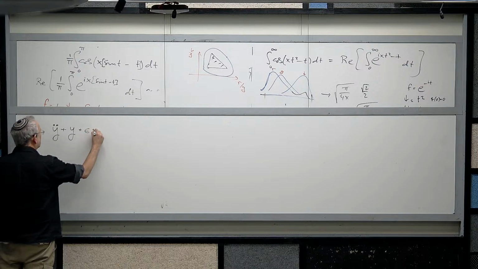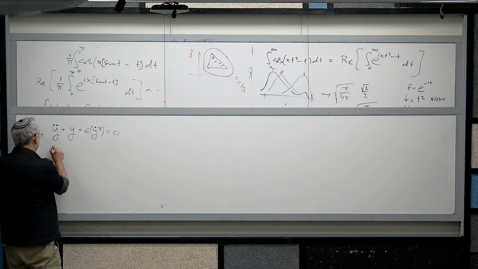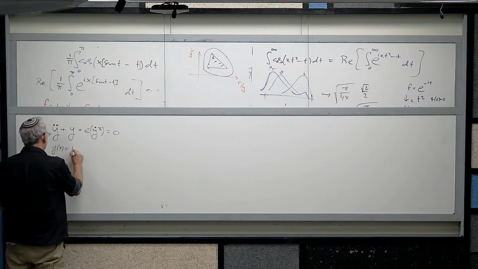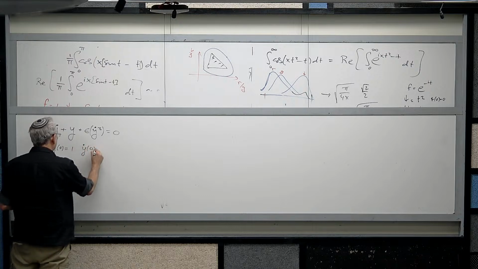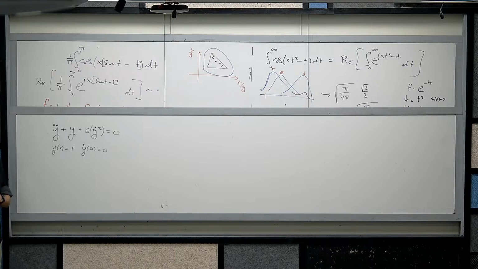Okay. So what I would like to present first is the equation y double dot plus y plus epsilon times y dot cubed equals 0, with the initial conditions, say y of 0 is 1, y dot of 0 is 0. Now, what is that physically? This is a harmonic oscillator with angular frequency 1.